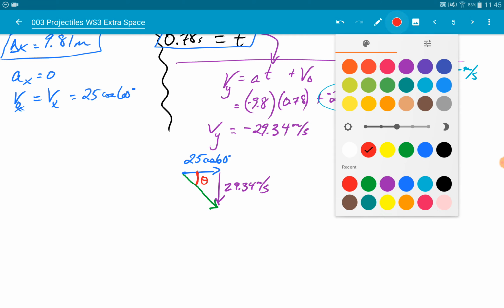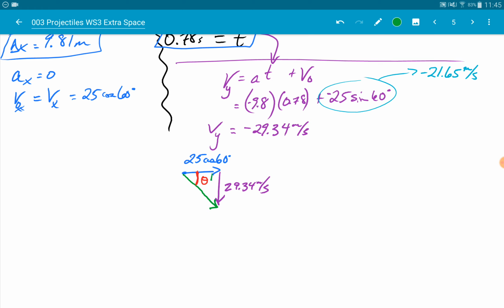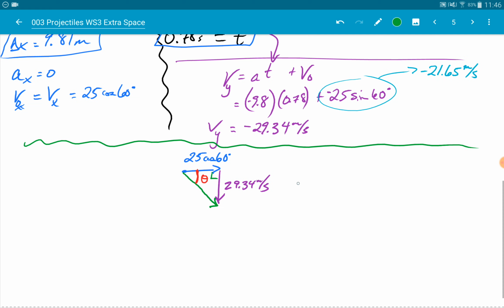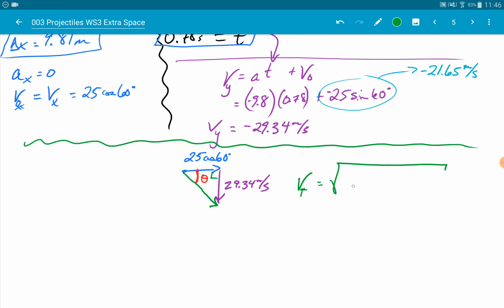So I use my vector addition here, using the Pythagorean theorem, since we have a right triangle in here. Maybe I should separate this, because now I'm not working in the vertical nor the horizontal dimension. I'm working in both actually. I'm going to put VT for V total. I've seen many people do that before. That's the square root of the sum of the squares. So 25 cosine of 60 degrees, and I square that, plus my 29.34, and the whole string of numbers. I'm not using that rounded value there.